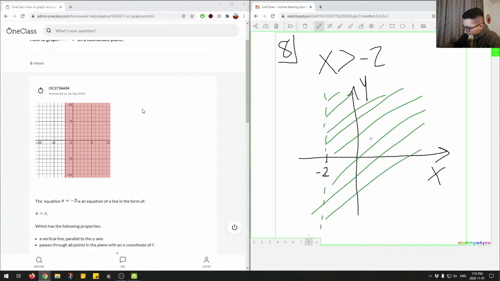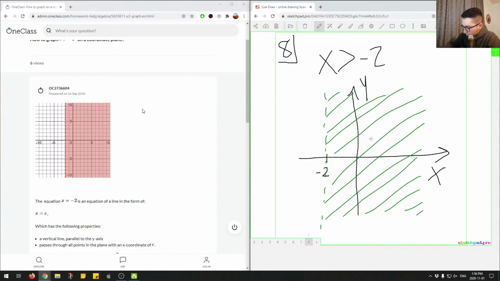Oh, I've drawn all over here. Erase that. Okay, and then something like that. So that's one example of how to do the inequality.